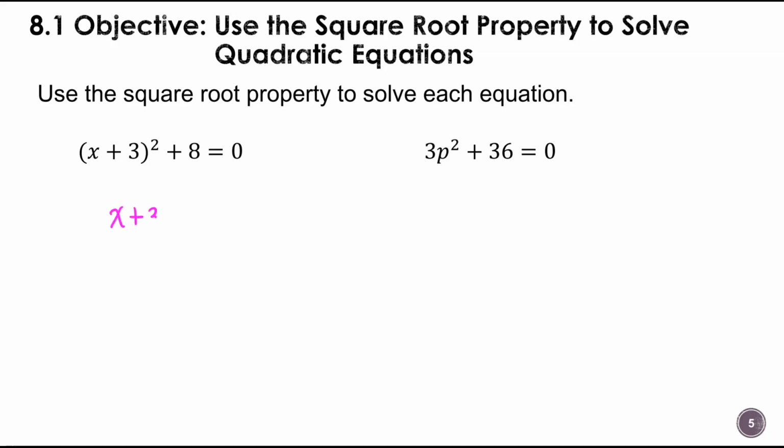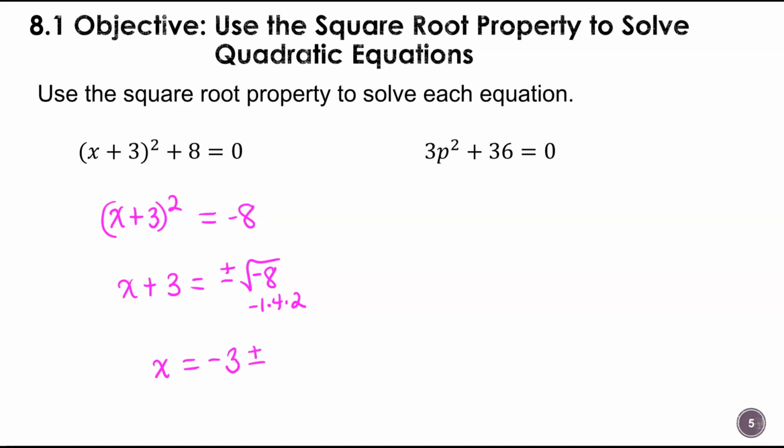So (x + 3)² = -8. Then we apply the square root property, making this x + 3 equals plus or minus the square root of -8. Now, -8 is going to simplify because it's -1 times 4 times 2, so we'll be able to bring out a 2i. Subtract 3. Be sure that you write it in front of your plus or minus symbol. And then 2i radical 2 for the radical part of this.